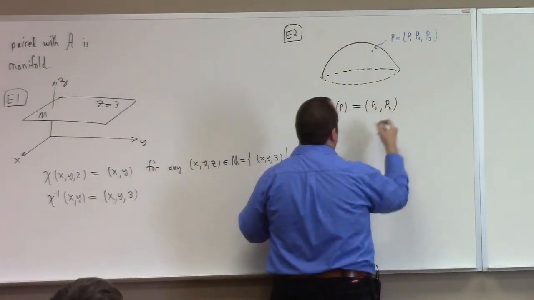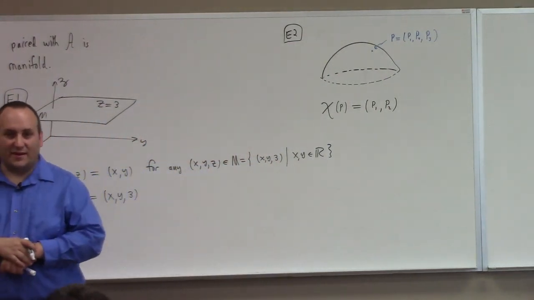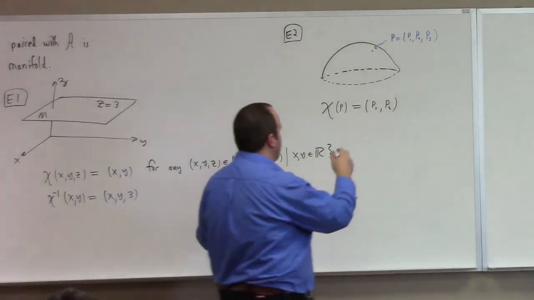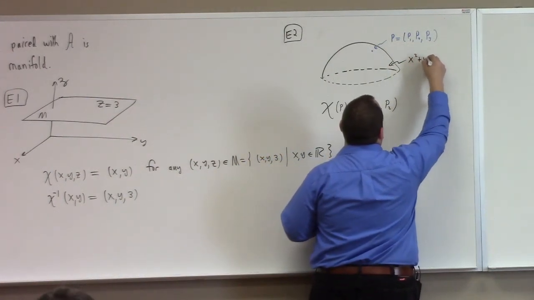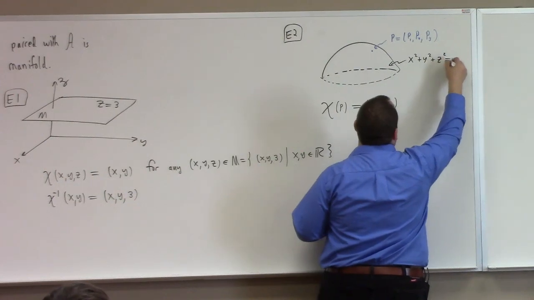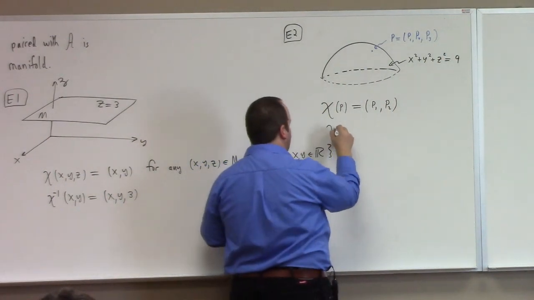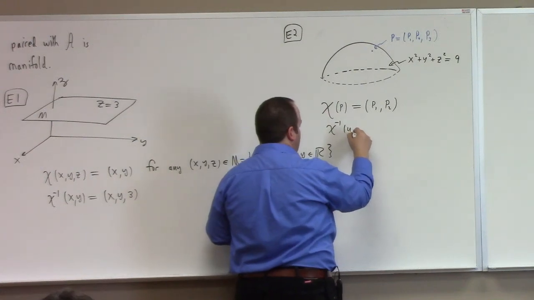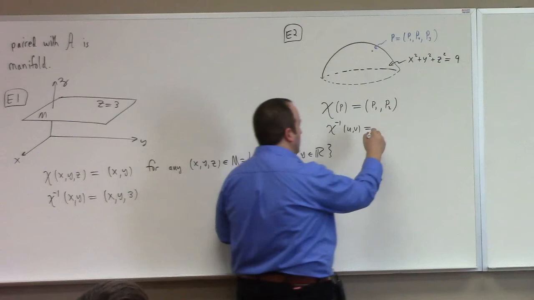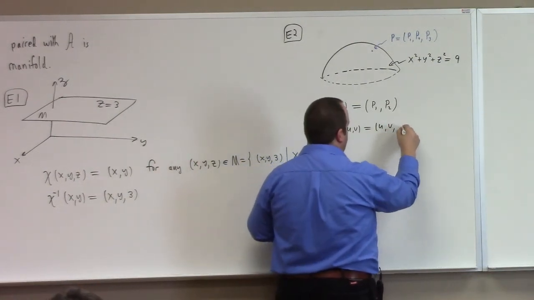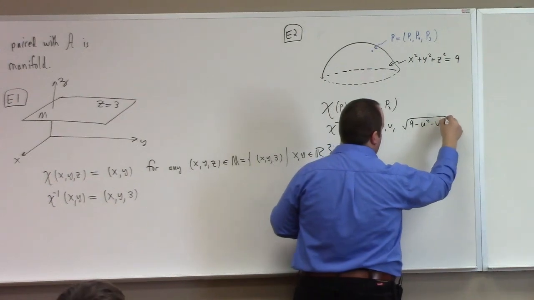It seems like I'm giving you the same example again. I should tell you what kind of sphere this is. Suppose this is x squared plus y squared plus z squared equals 9, just for kicks. What's chi inverse of, say, u comma v? It's u comma v comma square root of 9 minus u squared minus v squared.